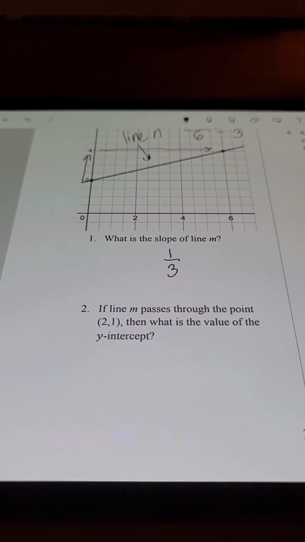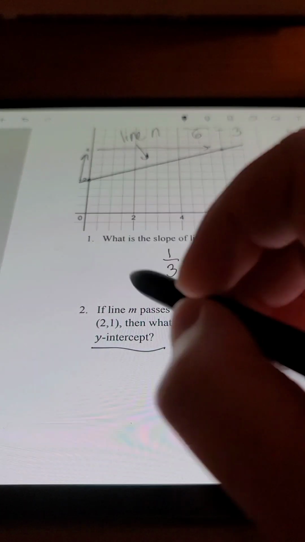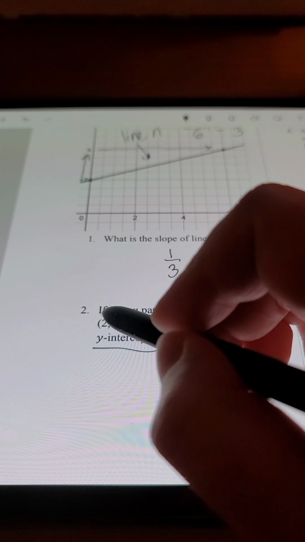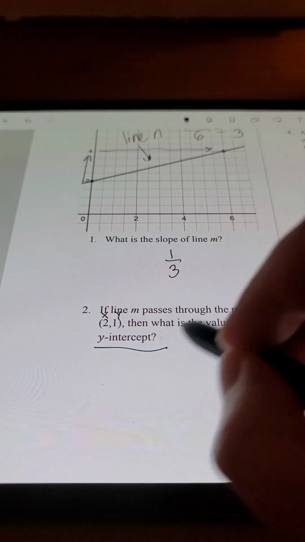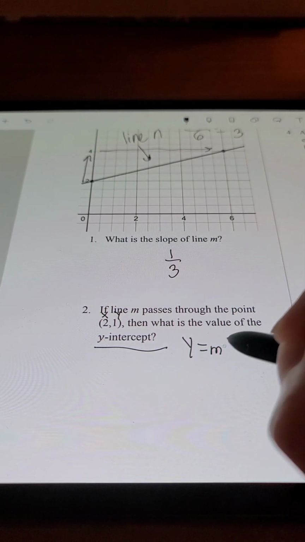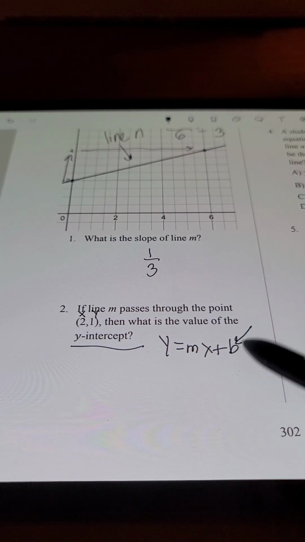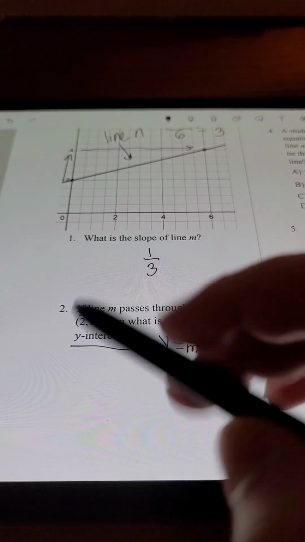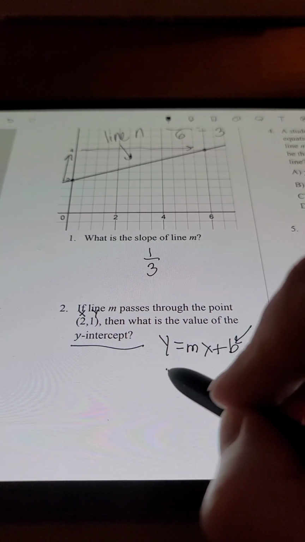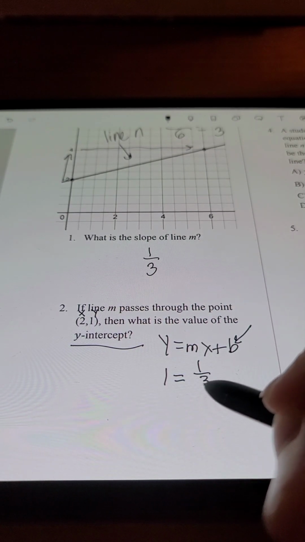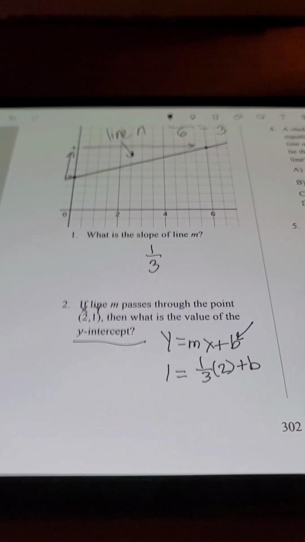Now for number 2, it says if line M passes through the point (2, 1), then what is the value of the y-intercept? So we want to know the value of the y-intercept, and they basically gave us an x and a y for line M. We know the slope for line M, right? We know it's a line, so it follows the format y = mx + b. So we're trying to find b. I know that m is 1/3, and I know an x and a y value that I can plug in. So 1 is plugged in for y, and then I have 1/3 for my m times 2 for my x plus b. Now all I have to do is solve for b.